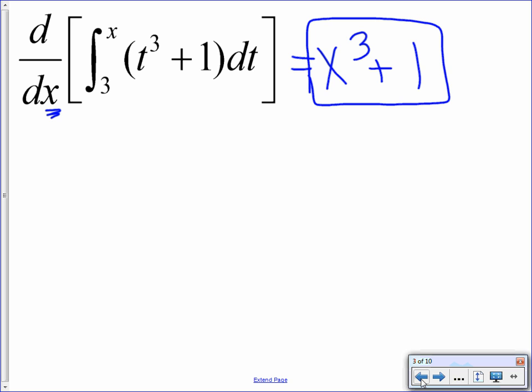Okay, because when we take the derivative of an antiderivative, we're left with the function itself. Okay. Now I know this is t cubed plus 1, but if you think about when we do this antiderivative, we're going to be plugging in x, right? And then we take the derivative with respect to that x, and so it's going to be in terms of x instead of t. Does that make sense?